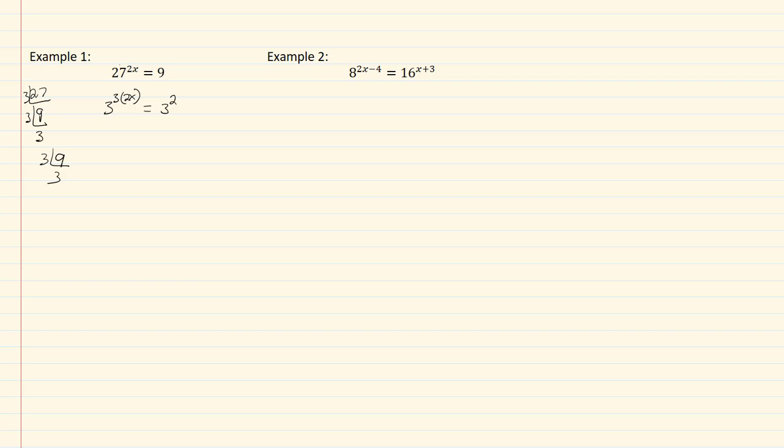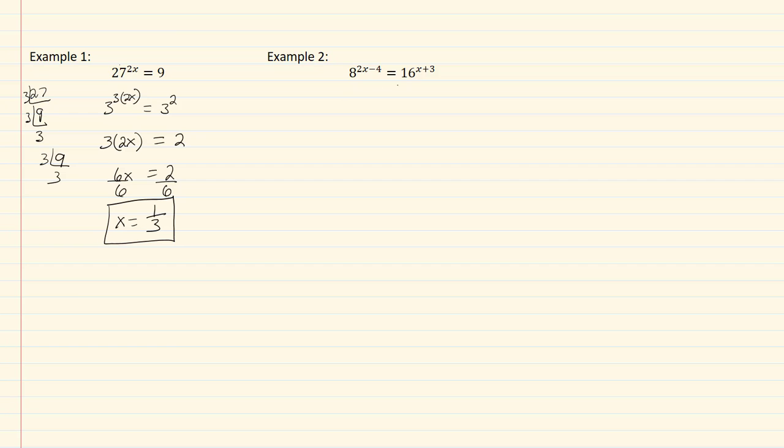Now my bases are alike, so I can drop my bases and just deal with the exponent. So I have 3 times 2x equal to 2. So that means I've got 6x equal to 2. Divide by 6. And x is going to equal, let's see, we have a common factor here of 2. So dividing both of those by 2, we're going to get 1/3. And my solution will be x equal to 1/3. Now let's go over to example 2.